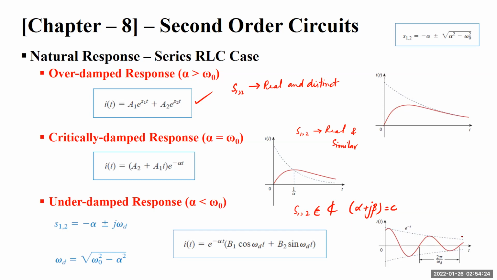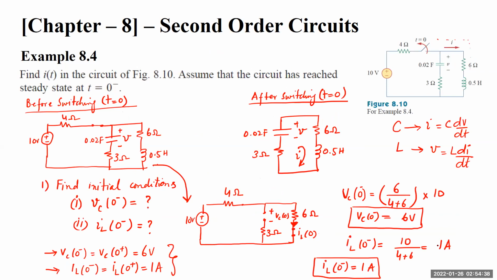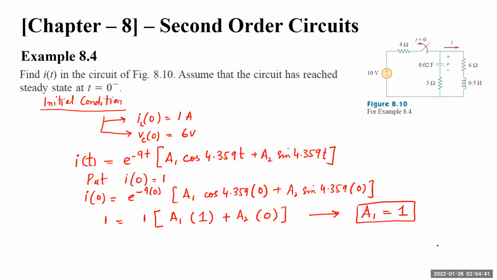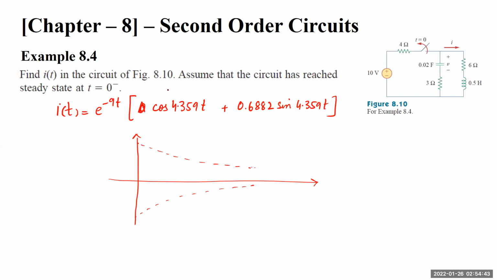This is e raised to power minus t, which in our case will be e raised to power minus 9t, and this is the time period, 2 pi divided by omega d. So let's try to draw the shape for this. The easiest way is to see what happens at time t equals 0. We put t equals 0, this term vanishes, this term vanishes, and we have a value equal to 1 here, and e raised to power minus 9t at t equals 0 is also 1. So it will start from here.